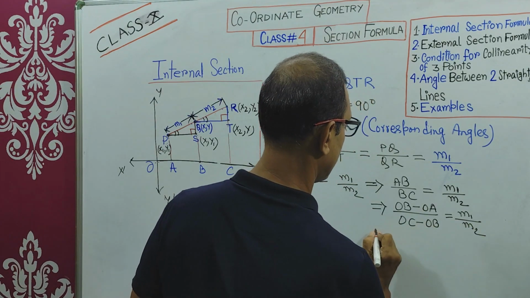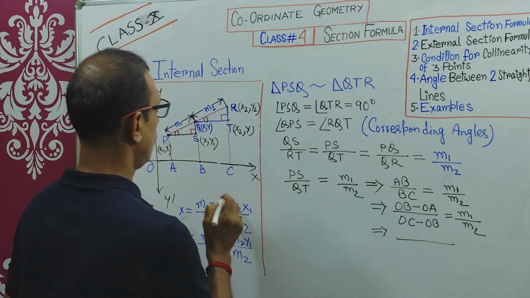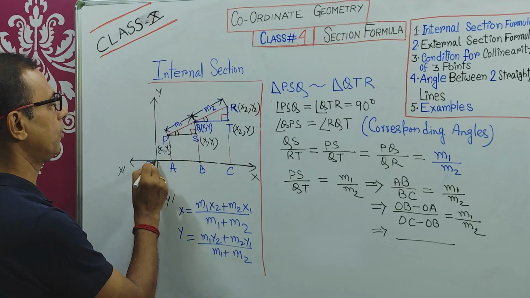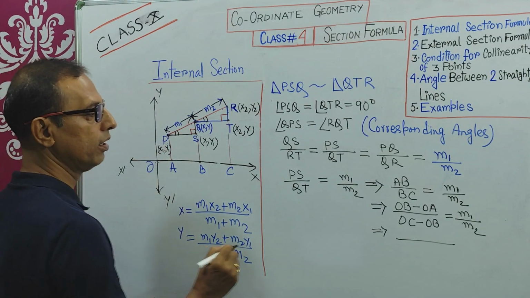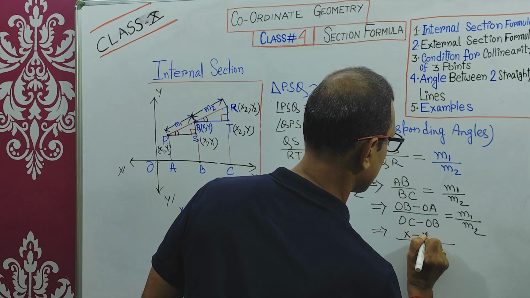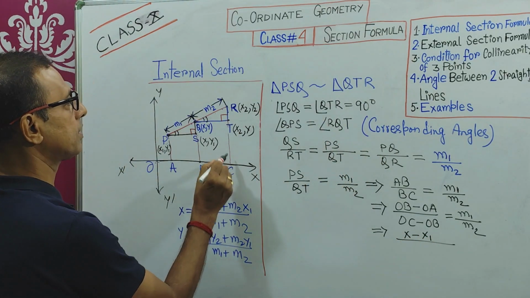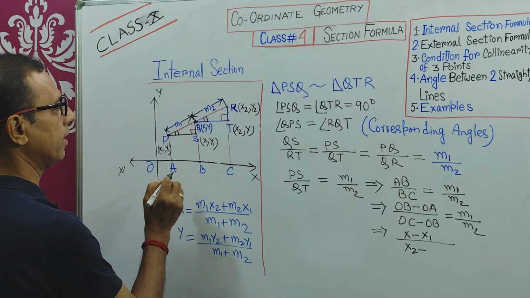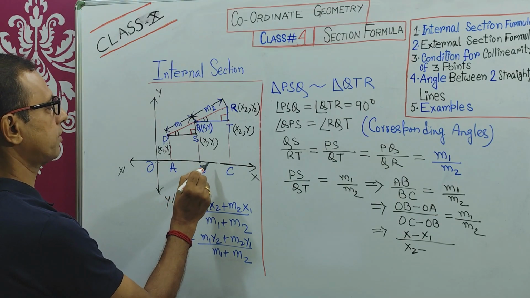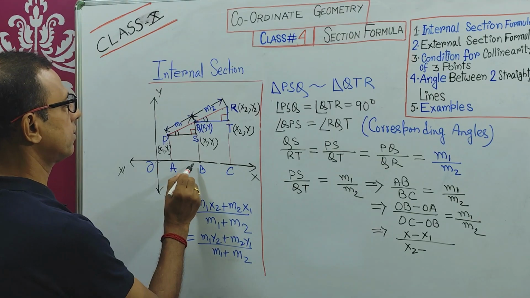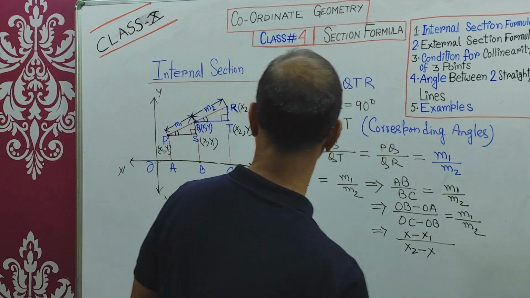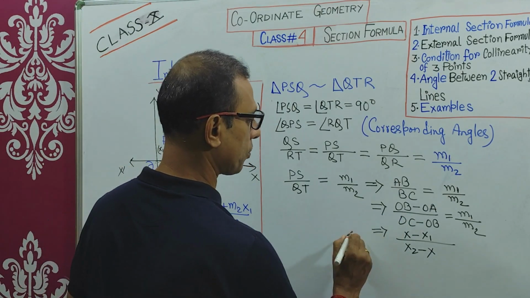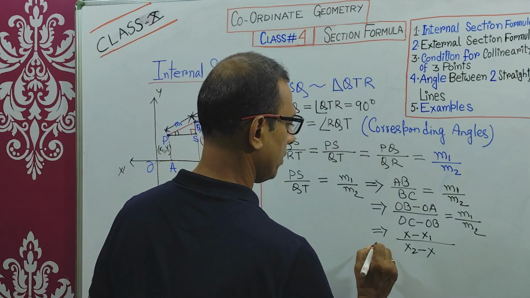Now you do this calculation. Just put in the values. OB equals x, the abscissa of Q, and OA equals the abscissa of point P, x1. So x minus x1, divided by OC, which is the abscissa of R, that is x2, minus OB, which is x: x2 minus x. Okay, so now you write down the equation again here. If you cross multiply, then what will happen from here?